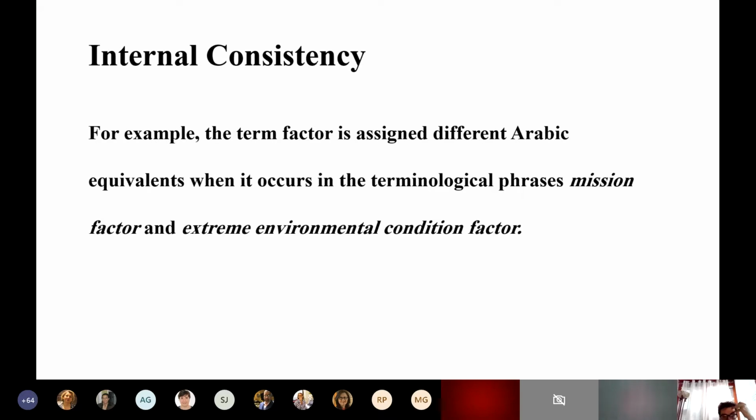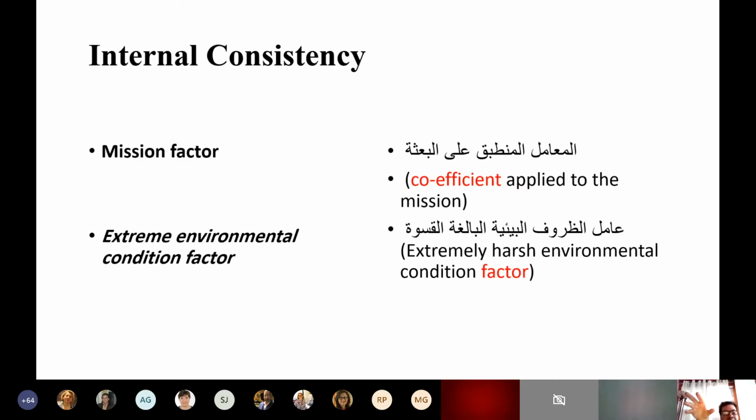For example, the term factor is assigned different Arabic equivalents when it occurs in the terminological phrases mission factor and extreme environmental condition factor in peacekeeping mission texts. So imagine that you have a text that has a section heading about mission factors, and you translate factor as a coefficient. And under the heading, you have the term extreme environmental condition factor, and you render factor in a different way, not as coefficient, as a factor. The reader will think that these are two different things you're talking about, while actually it's the same thing. So such type of internal consistency in the term base has to be taken into consideration.